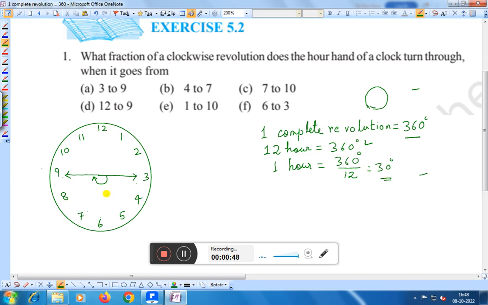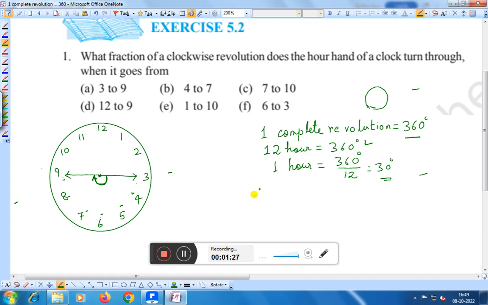Now here you see it goes from 3 to 9. The hour hand starts from 3 and goes to 9. First of all, we'll find how much it goes, that is, how many hours you count. 3 to 4 is 1, 2, 3, 4, 5, 6 hours, right? It completed 6 hours. Therefore, 1 hour is equal to 30 degrees.